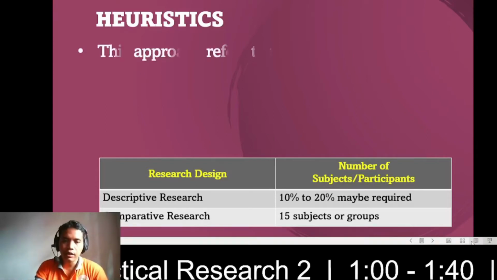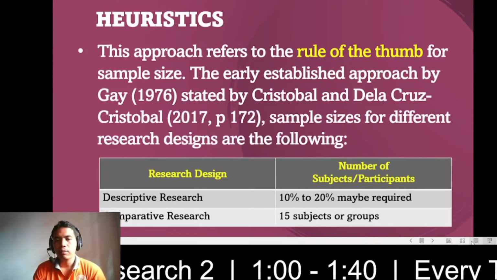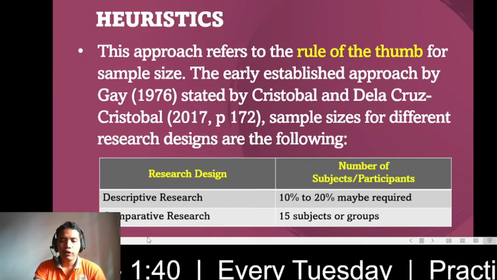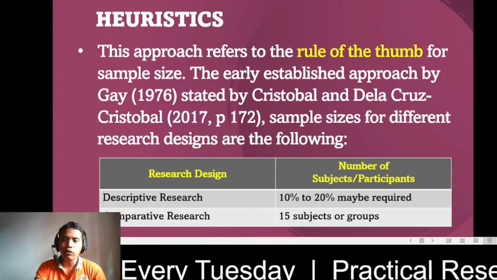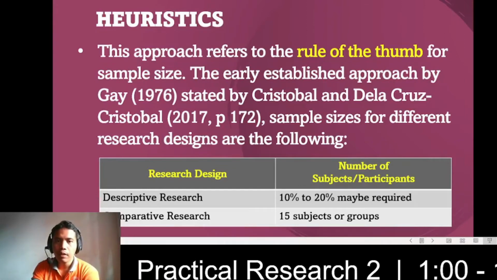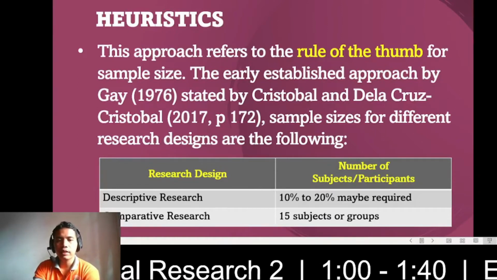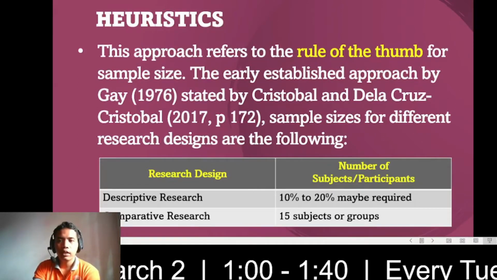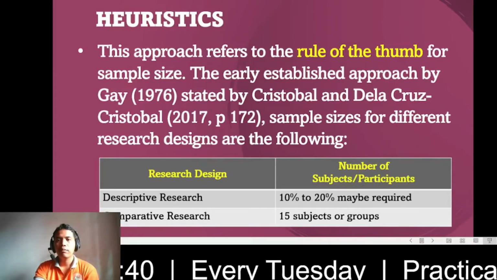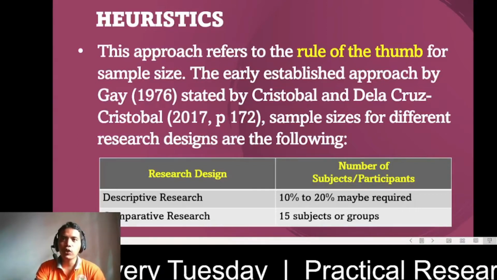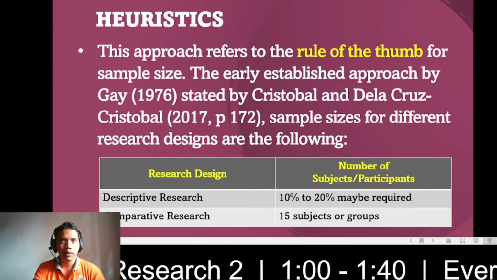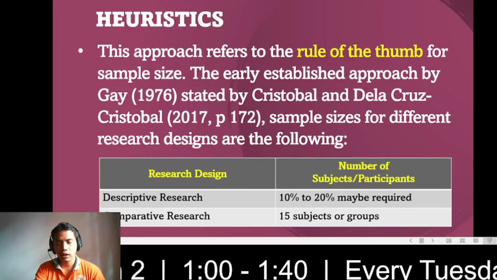So, ano ba yung heuristics? Kapag sinabing heuristics, this approach refers to the rule of thumb. Ano ba yung rule of thumb? So, ito daw yung approach ng pagpili ng ilang participants na magbabase sa sinabi nating rule of thumb. Ito yung proseso na kung saan hindi siya kinompute, pero ito yung most or usual na ginagamit. Walang formula sa pagpili. Walang particular na formula, pero ito yung madalas na ginagamit. Kaya sila tinatawag na rule of thumb.